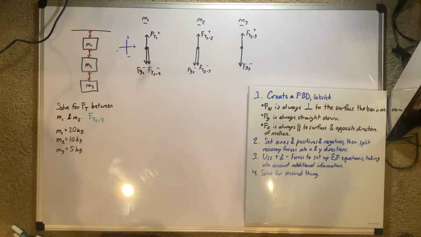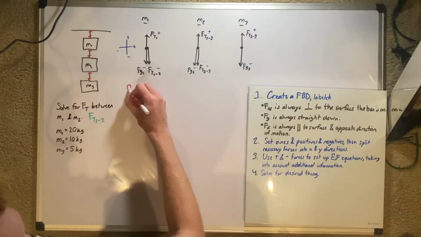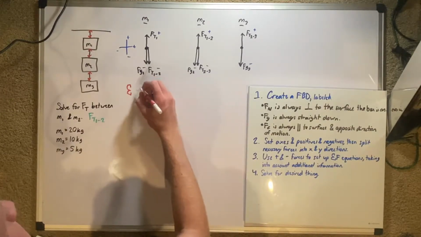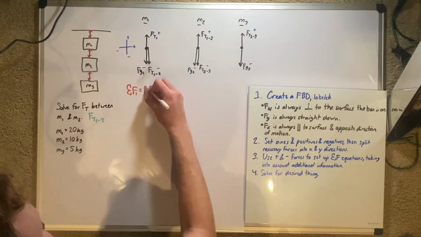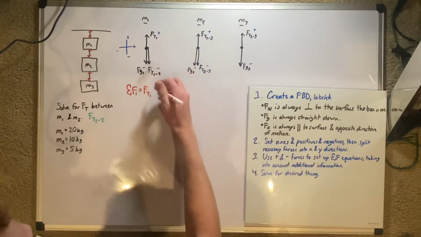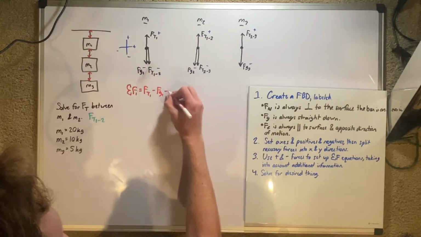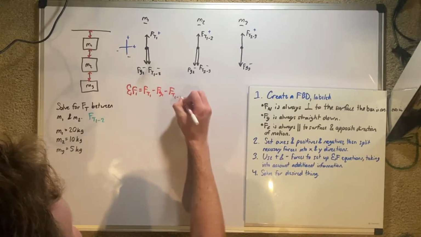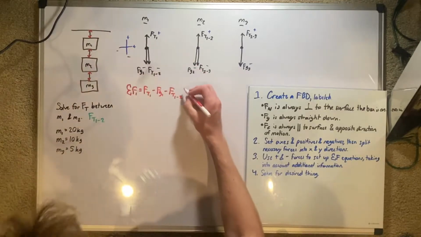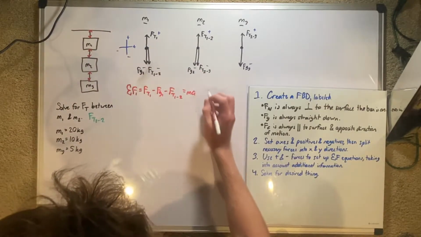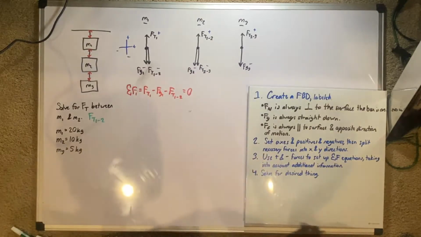So first, let's do our M1. The sum of the forces on 1 is equal to force of tension 1, because that's our positive, so this one stays positive, minus force of gravity 1, minus force of tension 1 through 2. We also know that because this is not moving, our m times a is equal to 0, so we can just write 0.